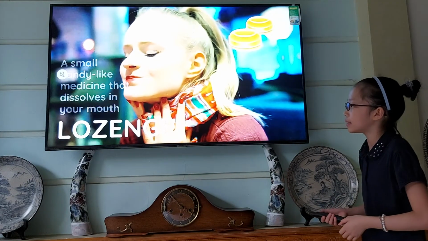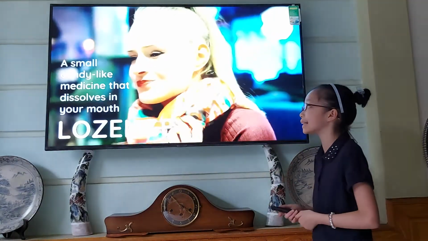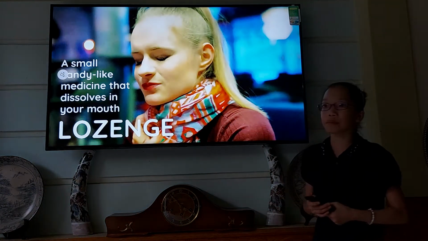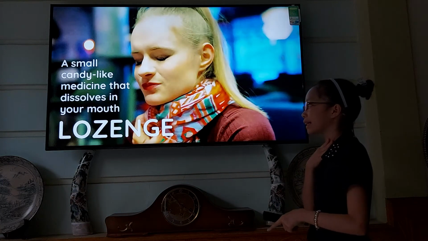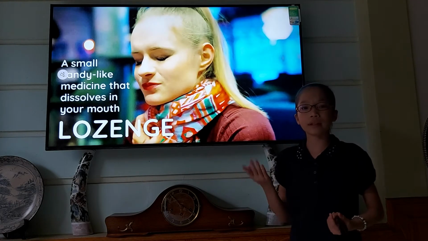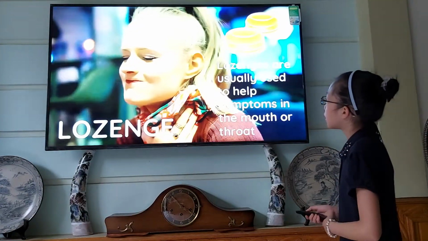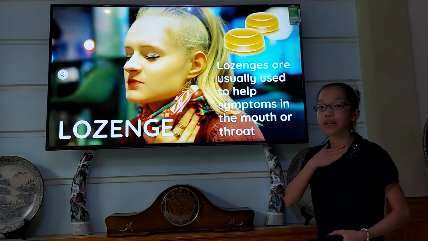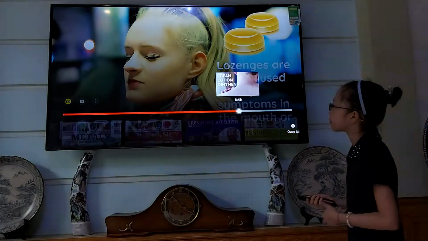Another kind of medicine is lozenge. Lozenge is kind of like a candy. A small candy-like medicine that dissolves in your mouth. If you have problems with your throat or your mouth, then you can eat a lozenge. It's a kind of candy, which is quite sour, or maybe sometimes quite sweet. So lozenges are usually used to help symptoms in the mouth or throat. If you have a sore throat, then you'll need a lozenge to help you with that.